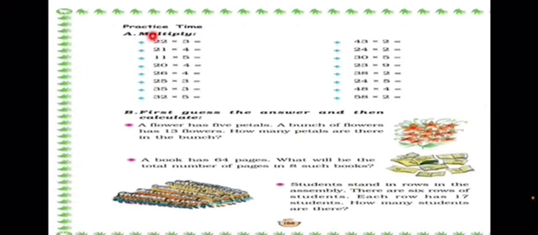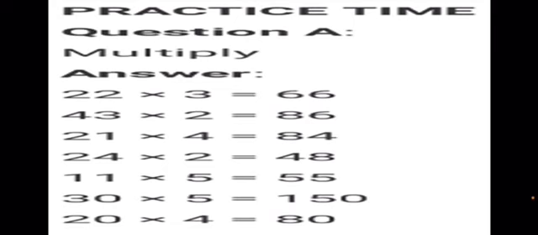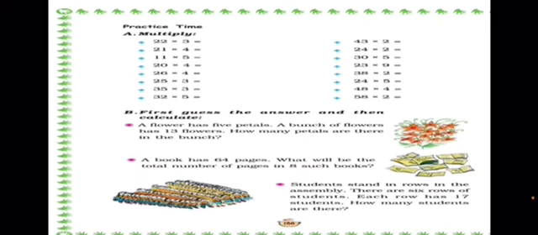Now let's use the partition method to calculate. So practice time, multiply. 22 multiplied by 3. So here 22 can be partitioned, 20 plus 2. So 20 multiplied by 3 is 60 and 2 3s are 6. So 60 plus 6 is 66. So now let's check our answer. Yes, 22 multiplied by 3 is 66. So see, we are now calculating bigger numbers mentally. So we have to understand the concept of partition method.